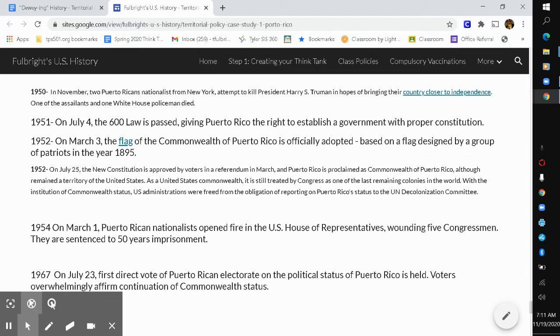Just to give you an impression of how unhappy some Puerto Ricans are with their status, in 1950, two Puerto Rican nationalists from New York attempted to kill President Harry Truman to try and get independence. In 1954, 4 years later, Puerto Rican nationalists opened fire in the U.S. House of Representatives, wounding 5 congressmen. So clearly, some Puerto Ricans were not happy if they're turning to violence.